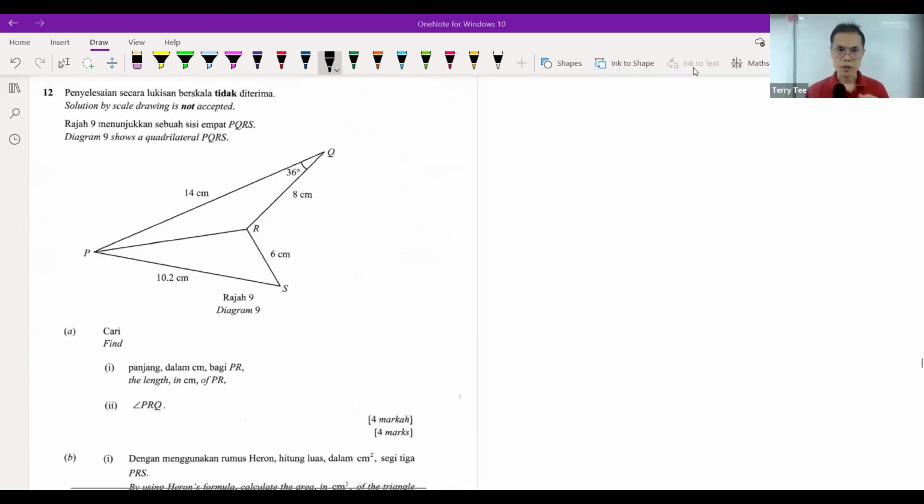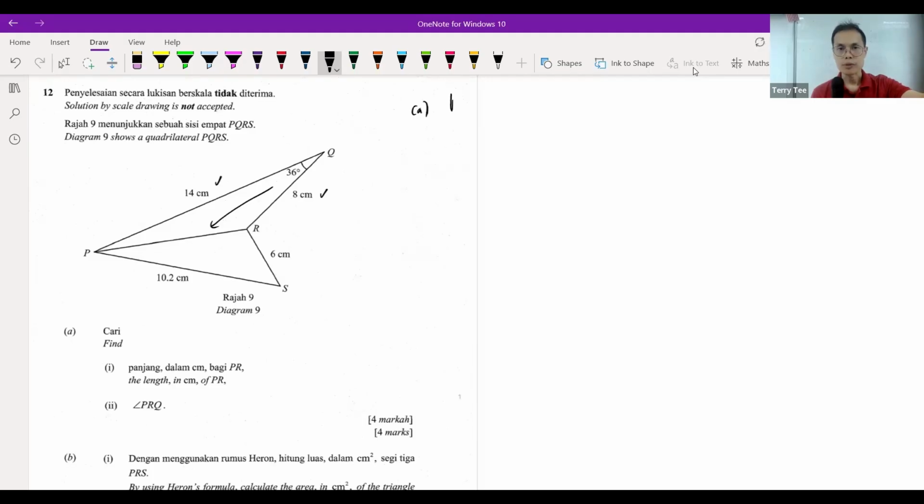Okay, question number 12. This is from solution of triangle, Form 4, chapter 9. The diagram shows a quadrilateral. You're supposed to find the length of PR. So you look at the diagram, right? PR is opposite to 36, and 36 is the included angle between 14 and 8. So here we have to use cosine rule.